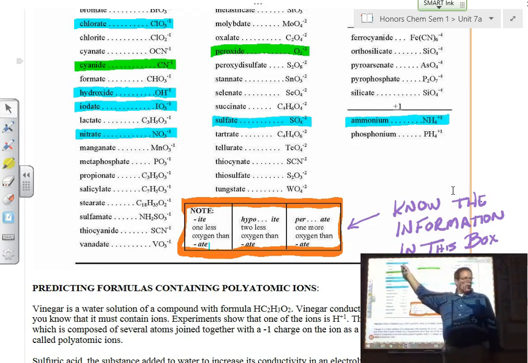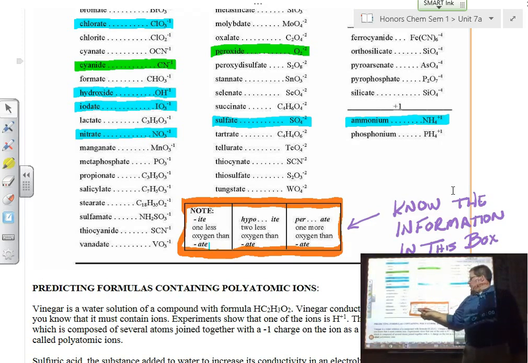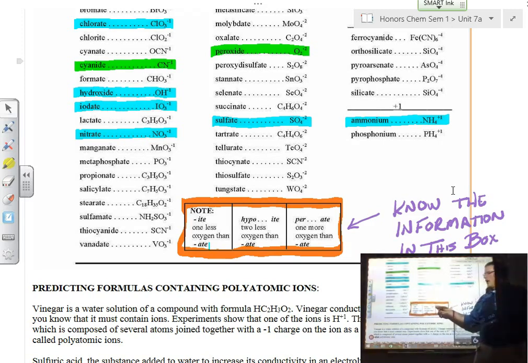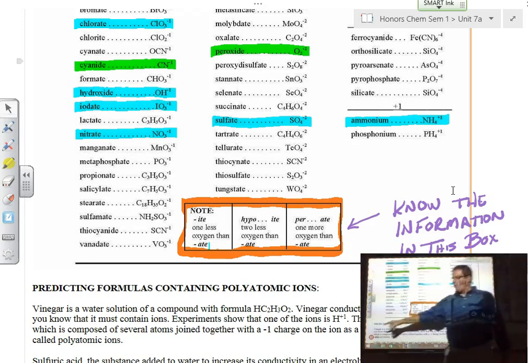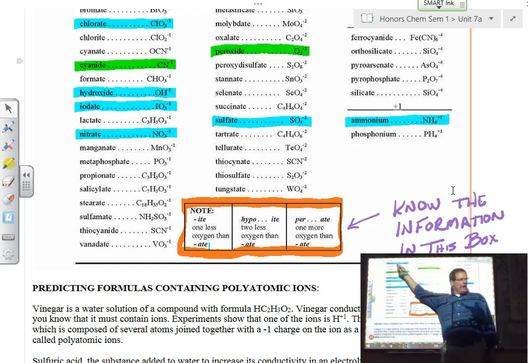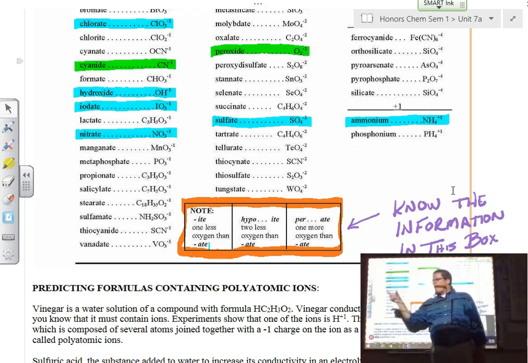So if I look at chlorate, ClO3 with a -1 charge, and I take 1 oxygen away, it's no longer chlorate, it's chlorite. It ends in ITE. If I take 2 oxygens away, now I have not ClO3 with a -1 charge, but ClO with a -1 charge, and now it's hypochlorite. So I put the hypo and the ite in front. This actually has more application for Friday when we name acids. And then if I add an oxygen, that's the last box, now I have not ClO3 with a -1, but ClO4 with a -1, and we call that perchlorate.